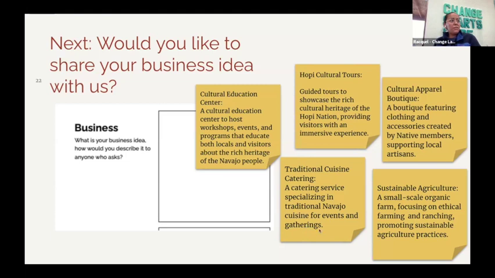So a boutique featuring clothing and accessories created by Native members supporting local artisans. Another example is the traditional cuisine catering, a catering service specializing in traditional Navajo cuisine for events and gatherings. And then another one is sustainable agriculture, a small scale organic farm focusing on ethical farming and ranching, promoting sustainable agricultural practices.